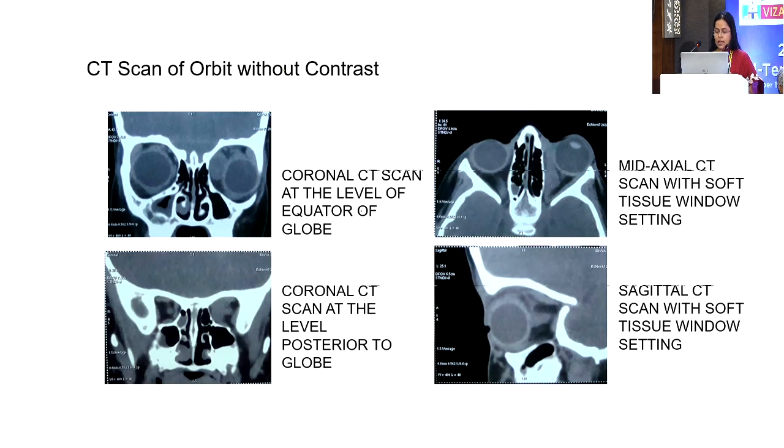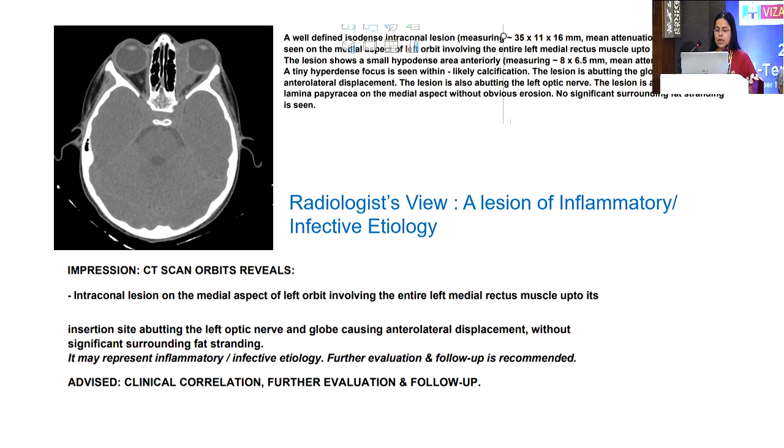So this was the finding which we got in different sections. The radiologist wrote a well-defined isodense intraconal lesion involving the entire left medial rectus muscle, and his view was that it could be a lesion of inflammatory and infective etiology, though we didn't get the classical scolex picture that we see in myocysticercosis.